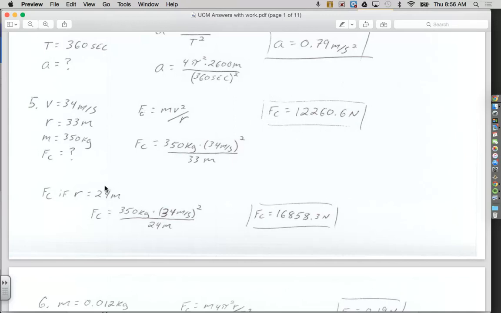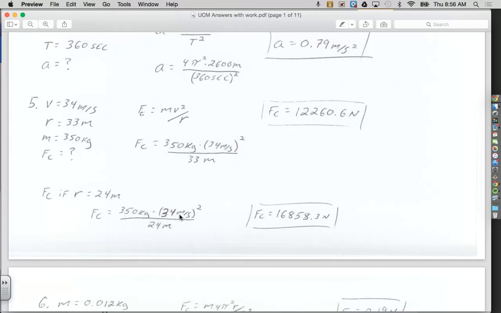Now, what happens if we make the turn sharper? A smaller radius means a sharper turn. Well, I would still have the exact same equation. v is still 34, m is still 350. I've just changed my radius from 33 to 24, which is a sharper turn, and I can plug in my numbers. So my mass is 350 kilograms.